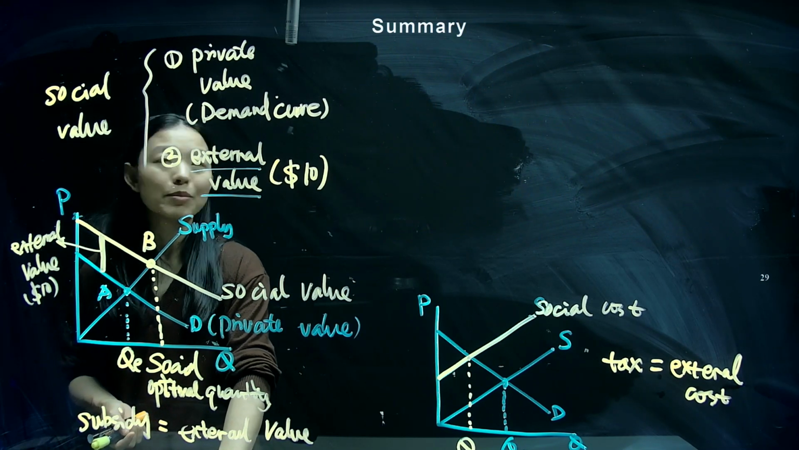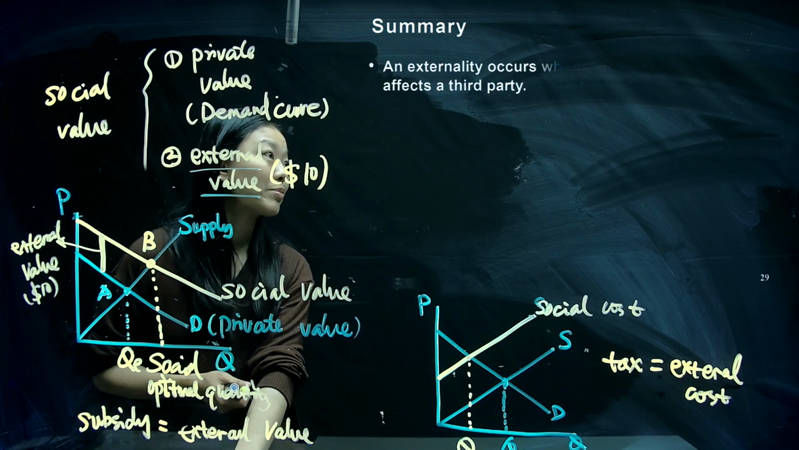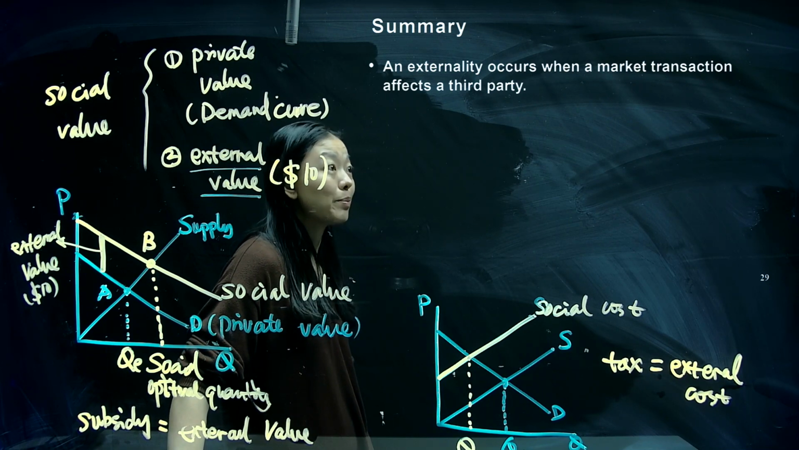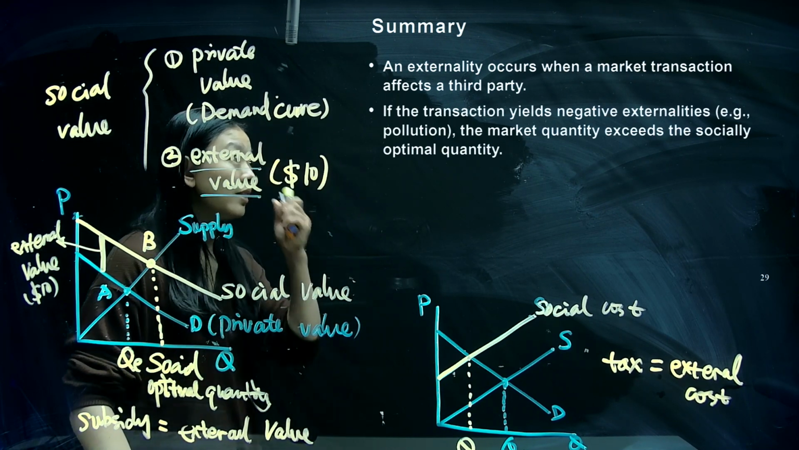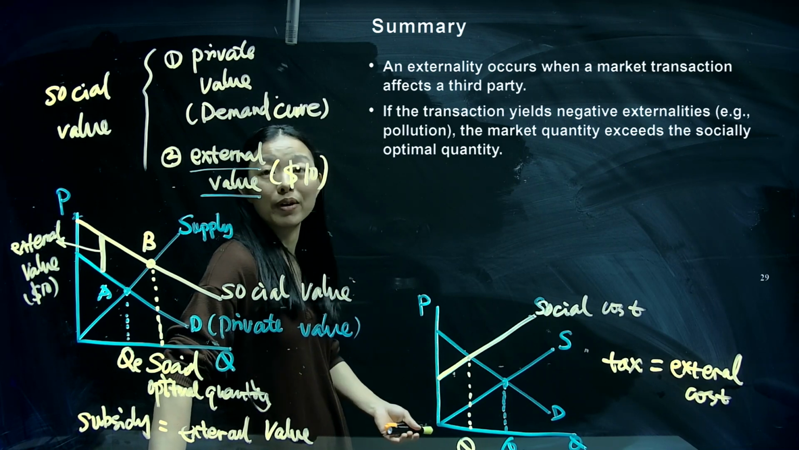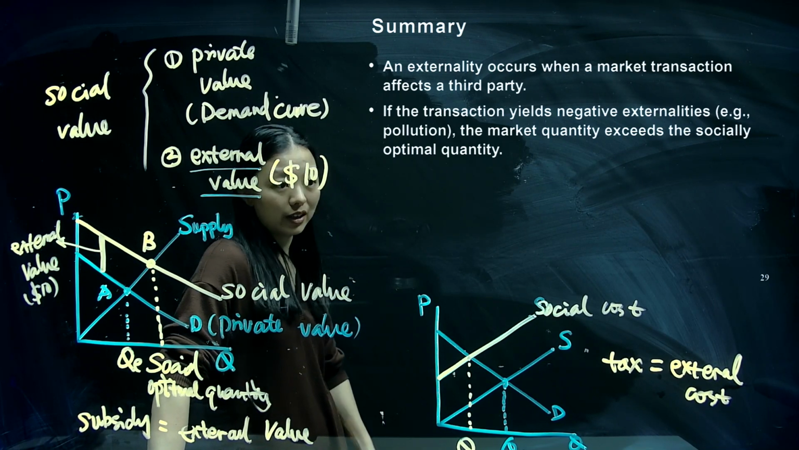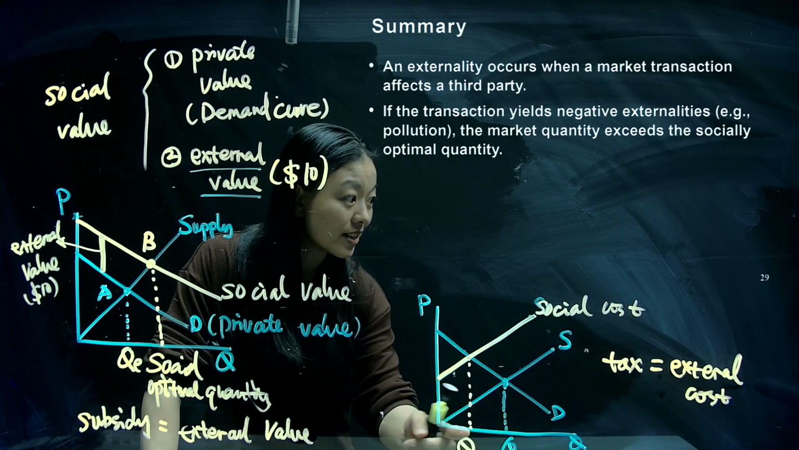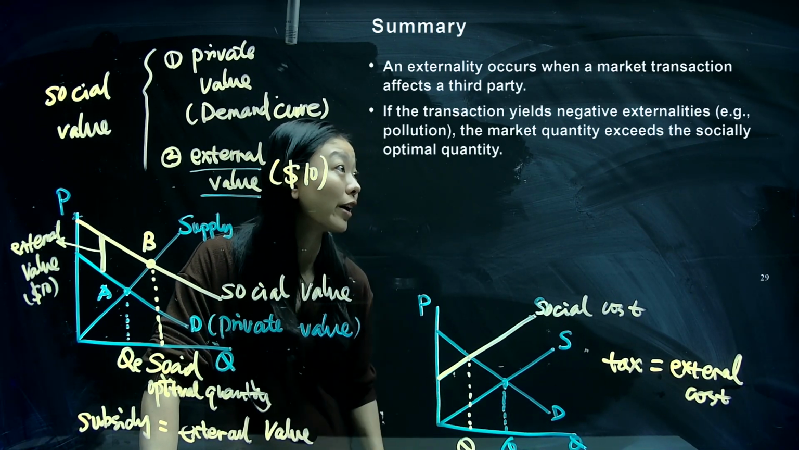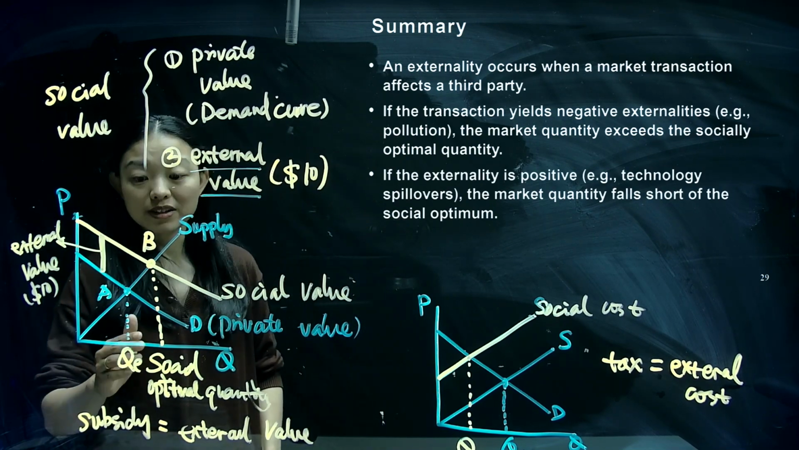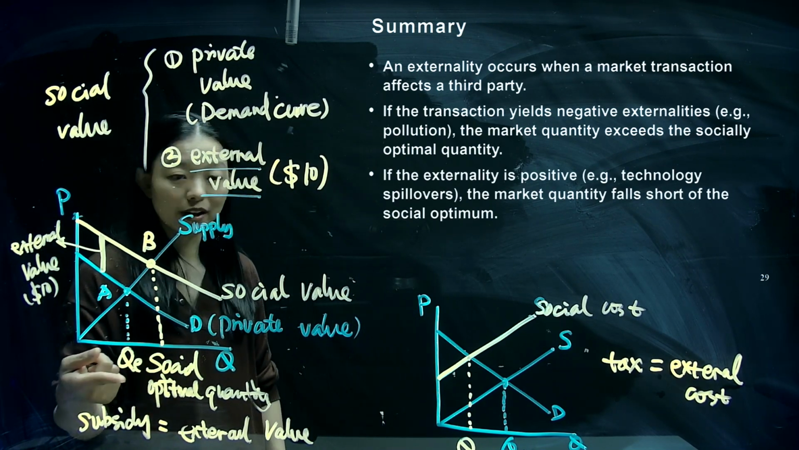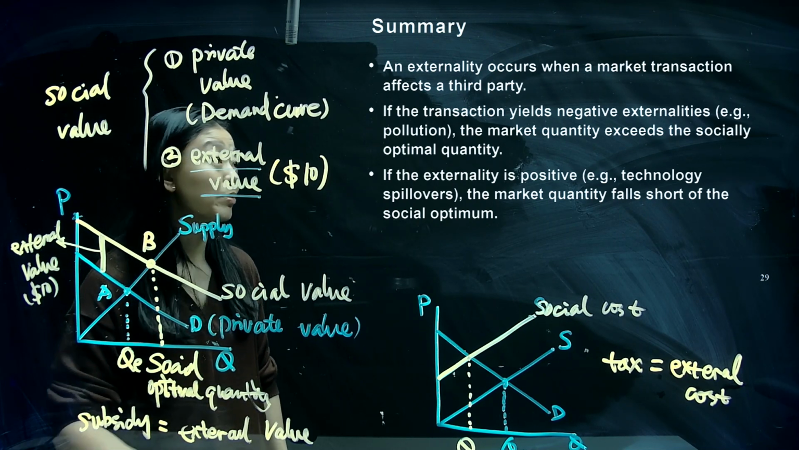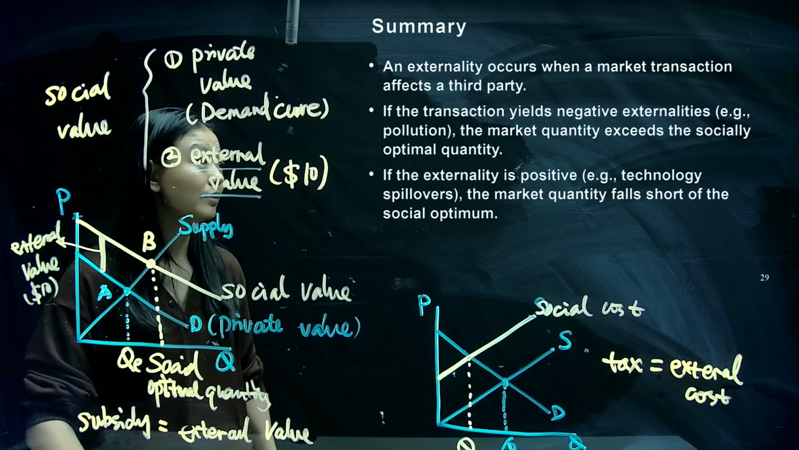Now let's go back and do a summary of this chapter. An externality occurs when a market transaction affects a third party. If the transaction yields a negative externality, for example, air pollution, then you can notice from this graph that the market quantity is larger than the social optimum quantity. If the externality is positive, then you can notice from this graph that the market equilibrium quantity is smaller than the social optimum quantity.